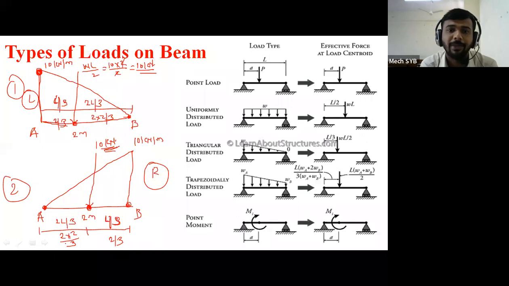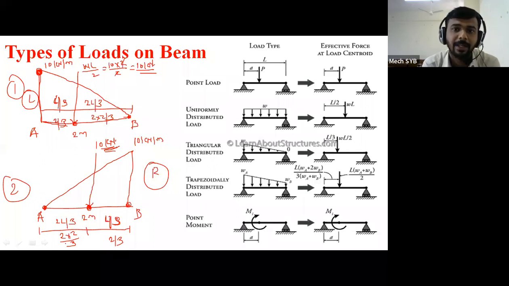So these figures are very, very important. In UDL this concept will not be applicable. If your UDL is 3 meters, then 50% of that is 1.5 meter from the left side and 1.5 meter from the right side. That means L divided by 2. But in case of a UVL, it is not at the center point. It will be L by 3 from the maximum side and 2L by 3 from the zero point side.